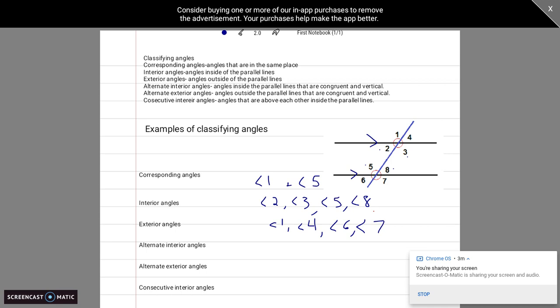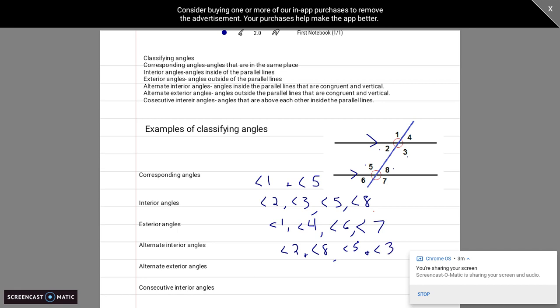Let's talk about alternate interior angles. We know we are going to be looking at interior angles. Alternate means that they are inside the parallel lines, on opposite sides of the transversal, and congruent, which means they're going to have the same measurement. If I look at my interior angles, my options are angles 2, 3, 5, and 8. Angle 2 and angle 8 have the same measurement, and they're on opposite sides. So that's one relationship, angle 2 and angle 8, and the other would have to be angle 5 and angle 3.